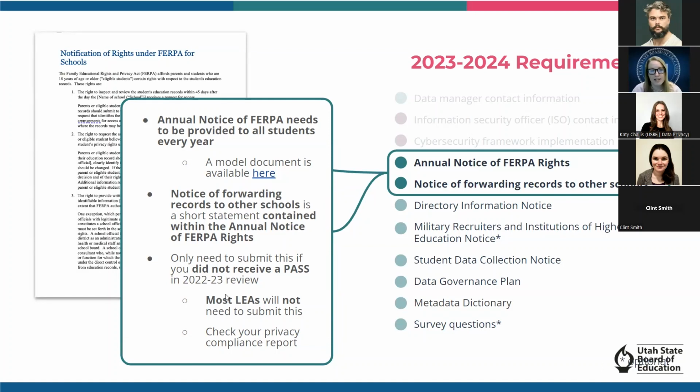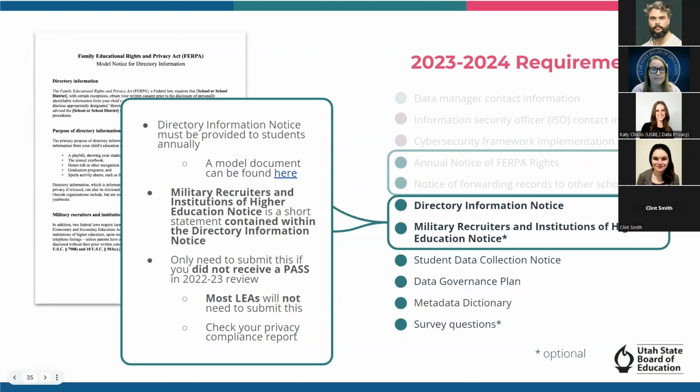You only need to submit this if you did not receive a pass last year. So since the majority of you, I want to say it was like 94%, did pass, most LEAs will not need to resubmit this. And you can check on your privacy compliance report to see if you need to or not. There's also a link on there with a model document. So if you don't have that, and you need some help with that, you can follow that link, and you are also welcome to talk to us.